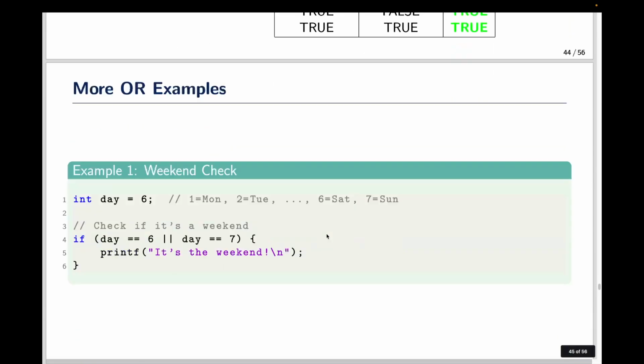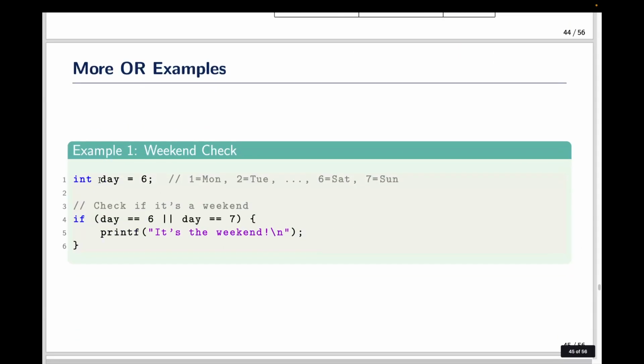Another example you can see, where day is 6 means it is Saturday, 7 means Sunday, 1 means Monday, 2 means Tuesday, and so on. So if day is equal to 6 or day is equal to 7, this means that it's the weekend. Of course, Saturday and Sunday are the weekend. So this means you have day 6 and day 7.